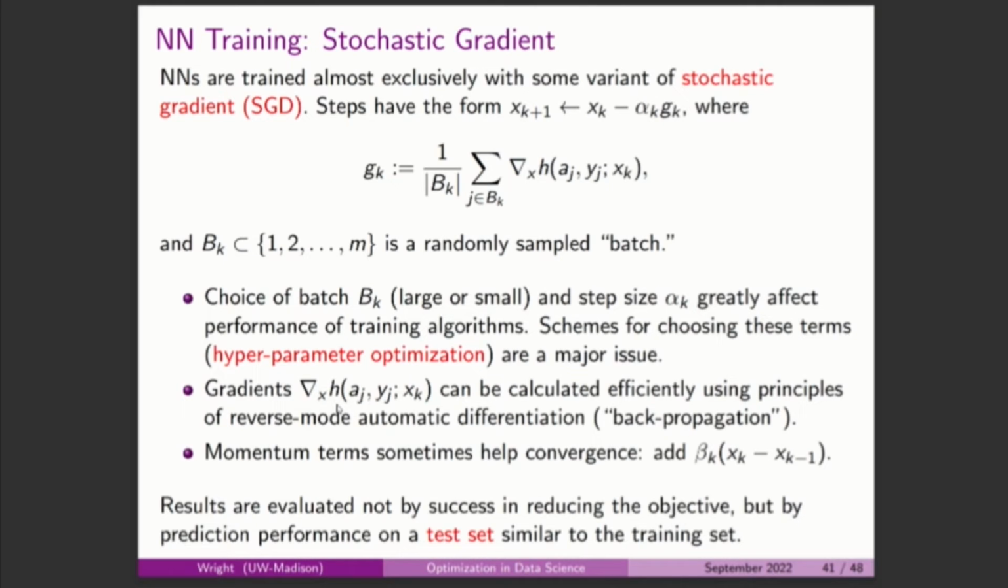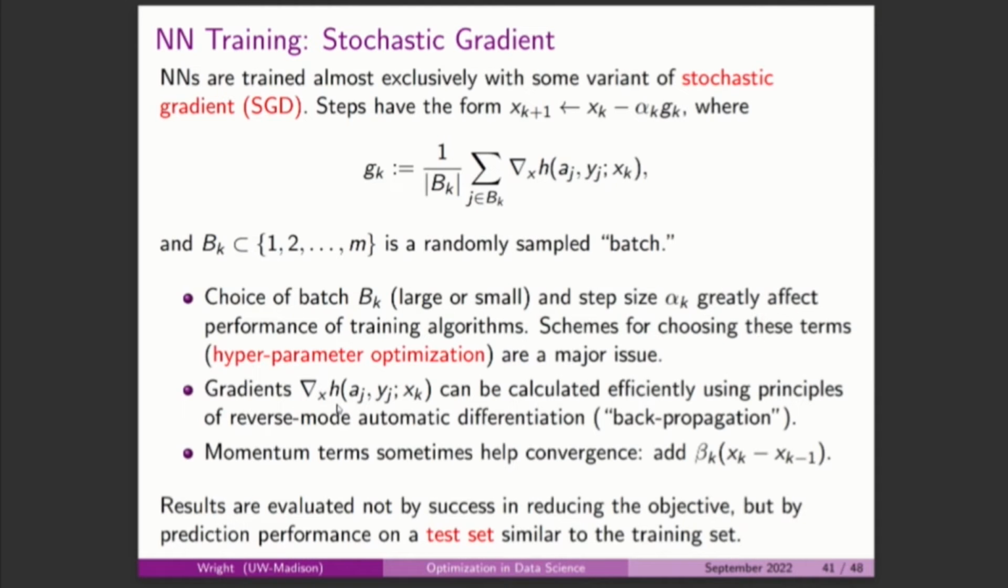Another thing to note here is that you can use principles of automatic differentiation. Of course, neural net people invented their own terminology for this. They call it backpropagation, but it's basically classical automatic differentiation. You can use that to calculate these sensitivities of the outputs of H with respect to the XKs. And you can also add momentum terms. We'll talk a little bit more about that later on.